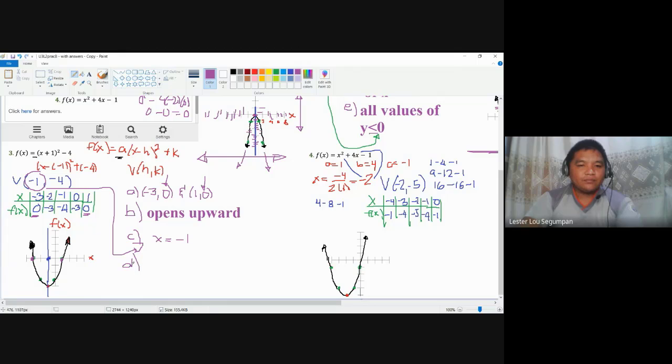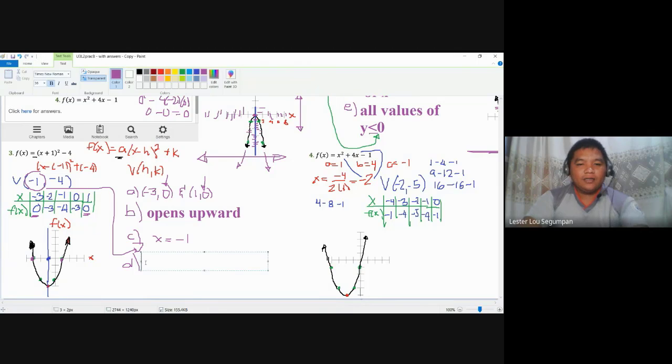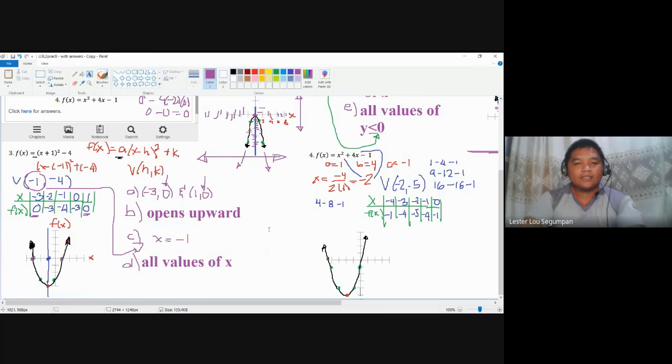Letter D, similar considerations: all values of x. As we could actually substitute any value of x here without making it undefined, okay? Because undefined values, one of which is a fractional form, a rational expression with a denominator equal to 0, but we don't have an x value in the denominator. Square roots, we don't have square roots here. So all values of x.